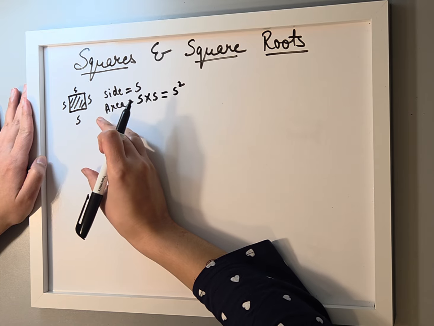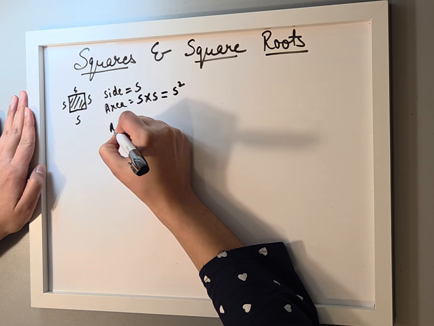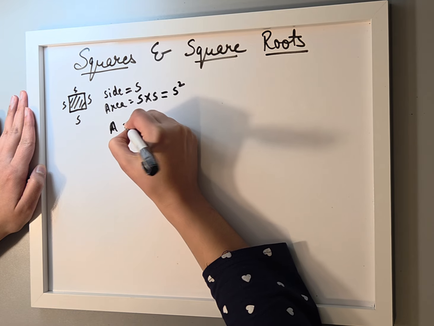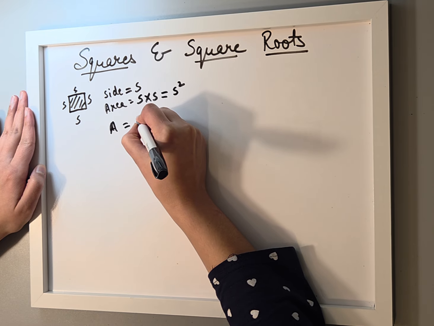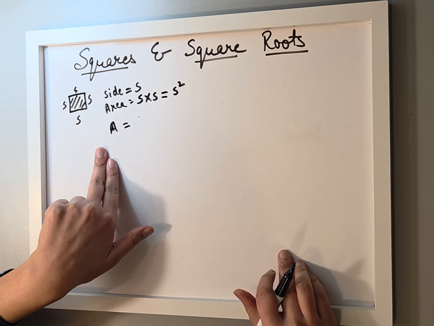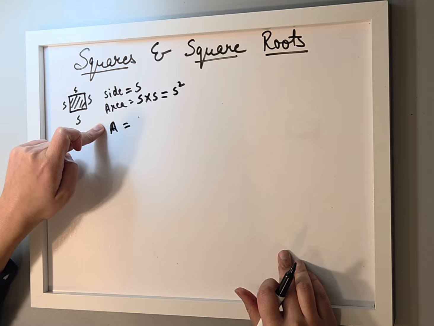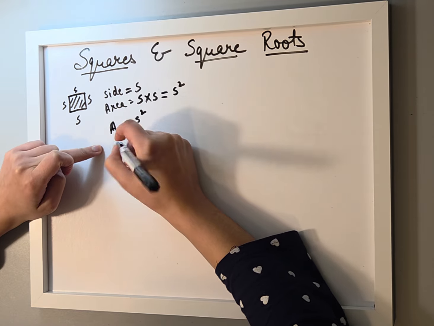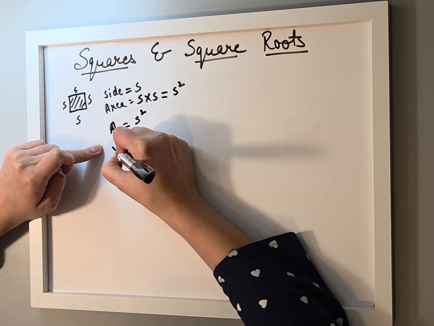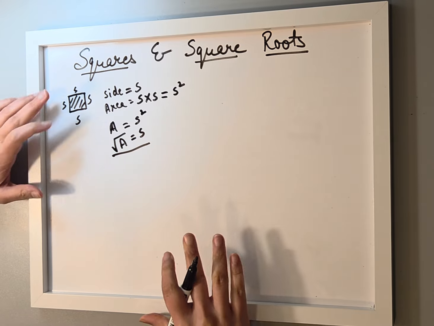And if we have to do the opposite, if the area is given to us, let's represent area by A, how do we find the side? We've learned that square root is the opposite of square. So if the square of the side is A, then how do we find S? We take the square root of A and we'll get the side of the square.